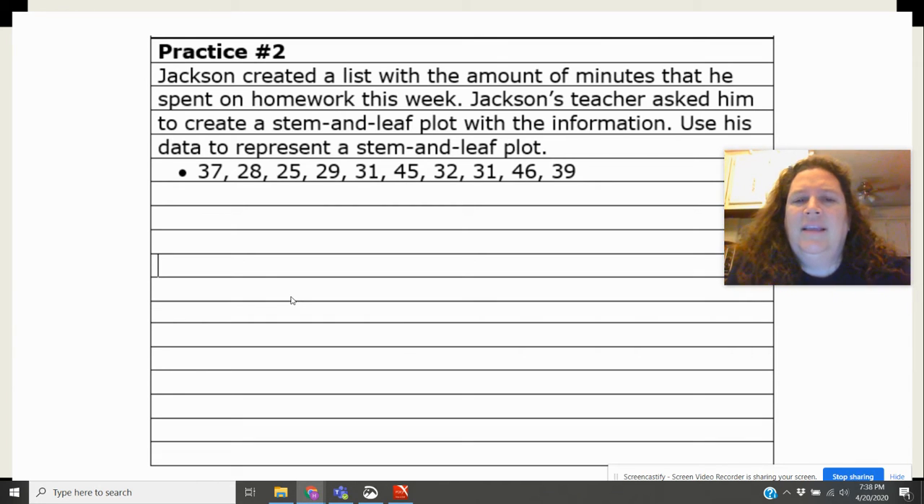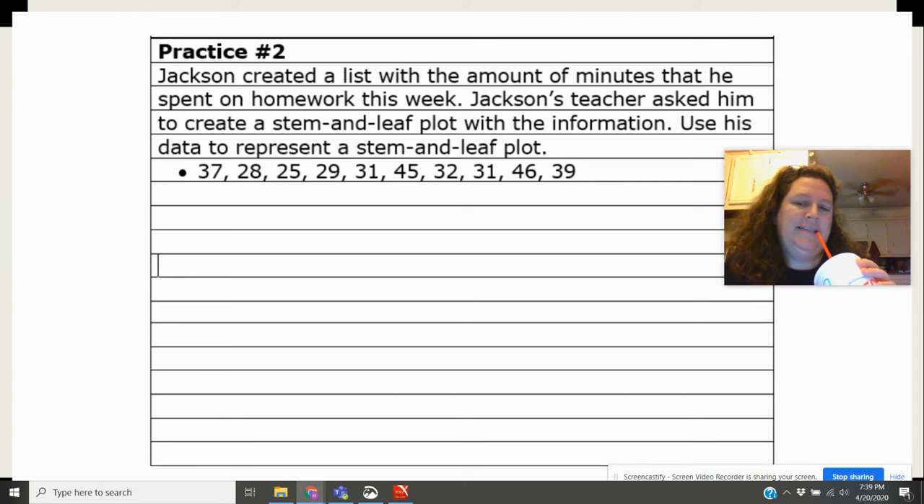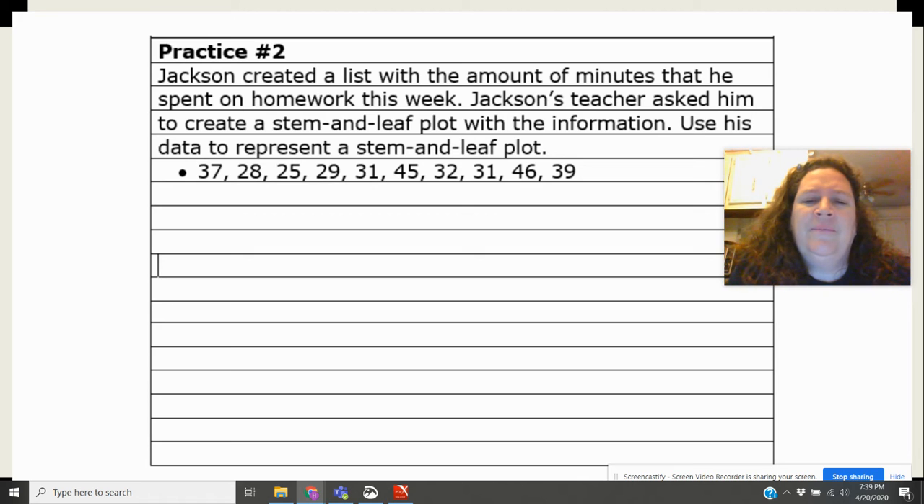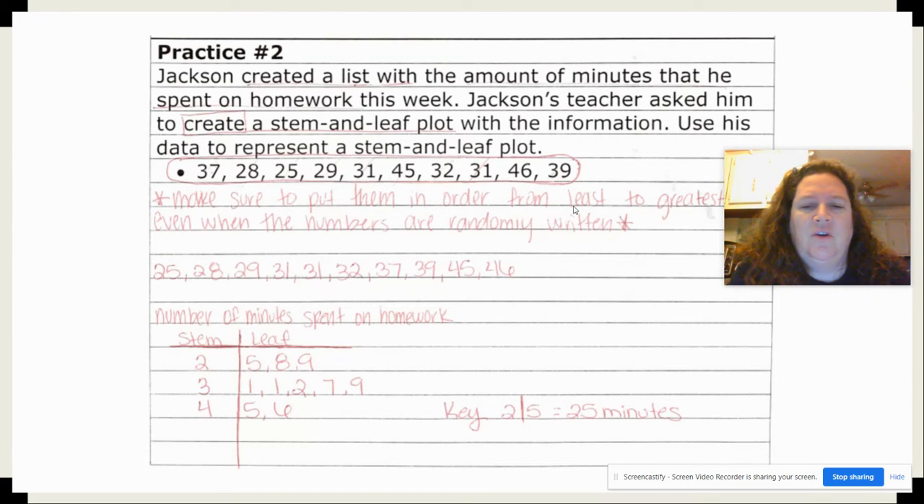Jackson created a list with the amount of minutes that he spent on his homework this week. Jackson's teacher asked him to create a stem and leaf plot with the information. Use his data to represent a stem and leaf plot. I could easily ask you to do this for me, although I might be sad. But you never know, okay? So that is the problem itself. Let's see how it was solved.